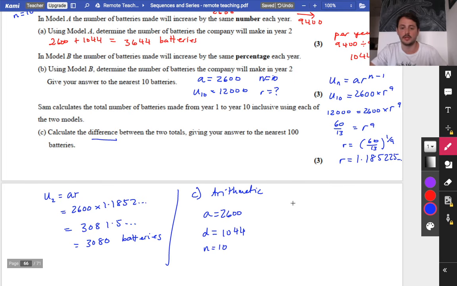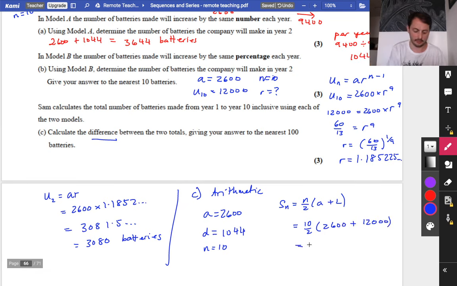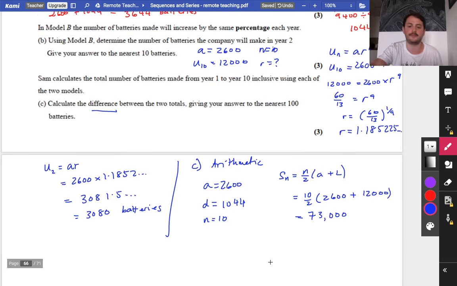We can say that the sum to n is n over 2, first plus last. I'm sure you've come across that many times with me now. So n is 10, so that's 10 over 2. The first is 2,600 and the last is 12,000. We know that's the last already. So I've got 2,600 plus 12,000 multiplied by 5. Looks like they're making 73,000 batteries.